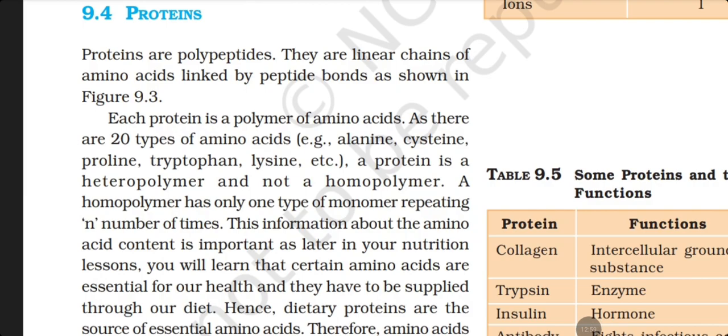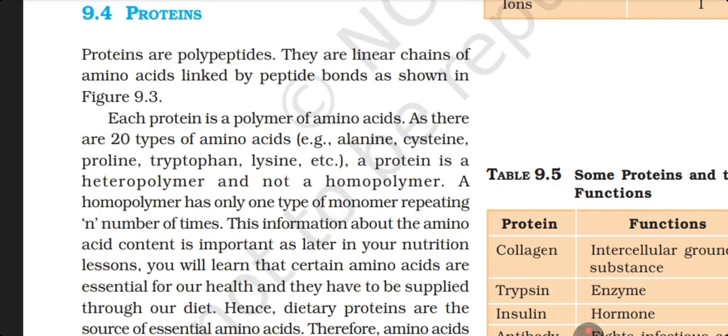Each protein is a polymer of amino acids. As there are 20 types of amino acids, for example alanine, cysteine, proline, tryptophan, lysine, etc., a protein is a heteropolymer and not a homopolymer. A homopolymer has only one type of monomer repeating n number of times.